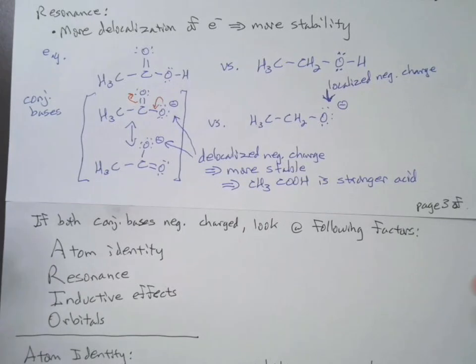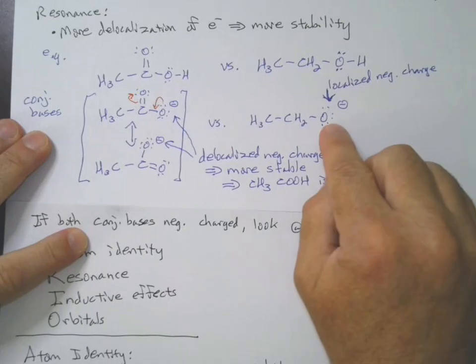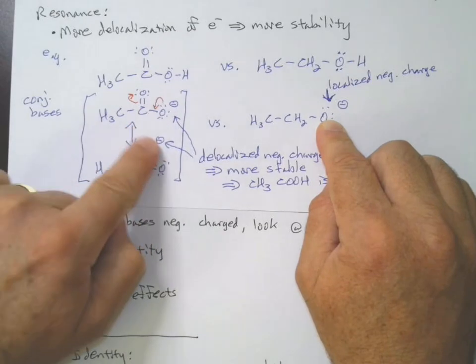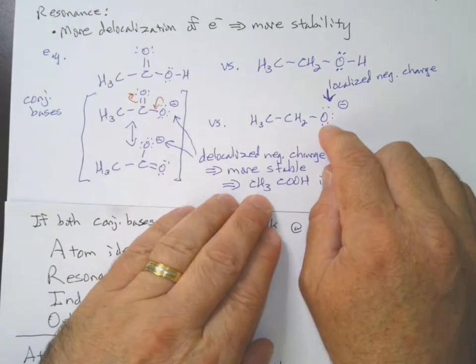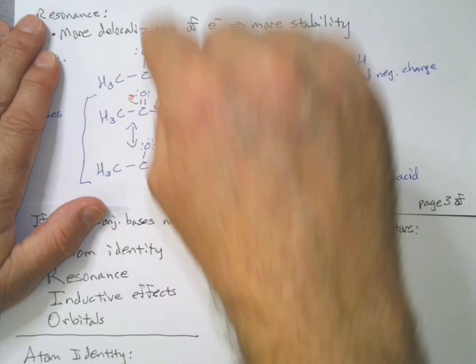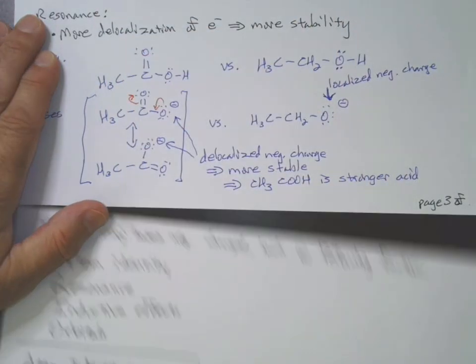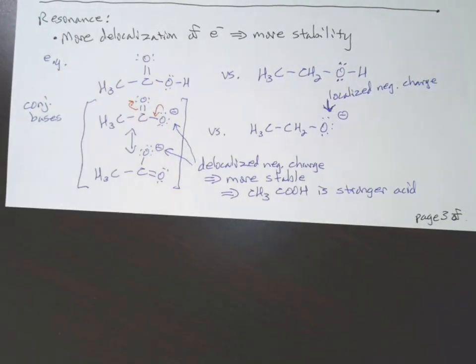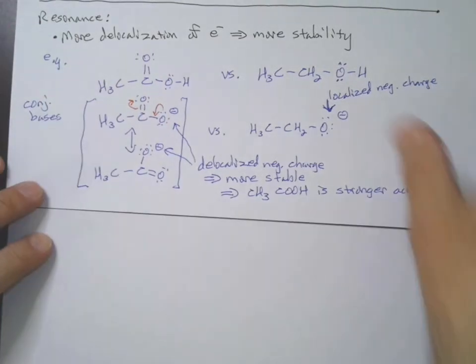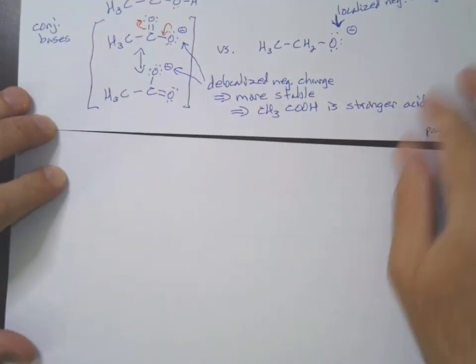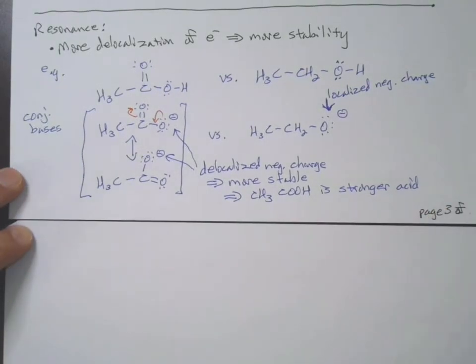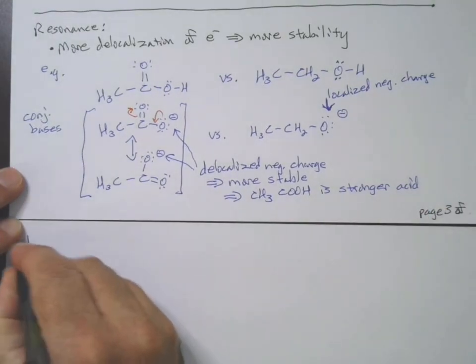So usually you want to try to compare things that are similar. Okay? Is our negative charge on the same type of atom? Is it just localized versus delocalized? In that case, delocalized is more stable, so that conjugate base came from the stronger acid. All right. Let's see, what is next? Next we have induction. So let me just leave that guy up there for now. And let's look at inductive effects.